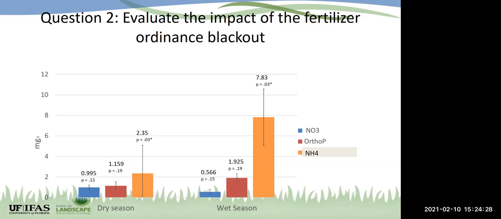And we hypothesize that the reason for that is because of legacy pools of nitrogen in the soils in those lawns. So in this case, we're not seeing any benefits of the fertilizer ordinance because during the rainy season, we're still getting lots of nutrients that are stored in the soils being washed out. They're not necessarily coming from fertilizer, they've just been sitting for some time in that soil.